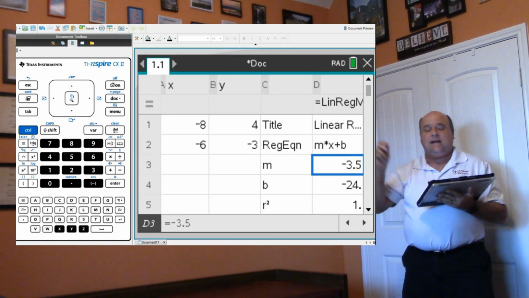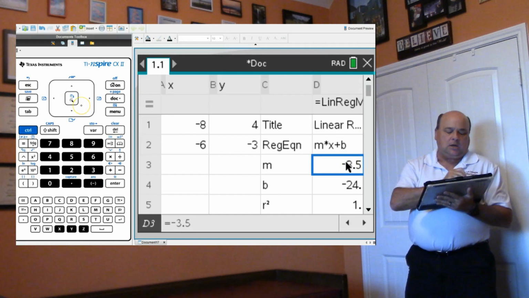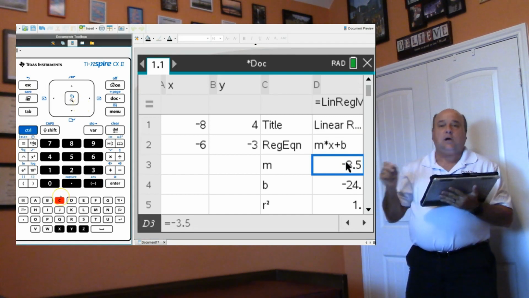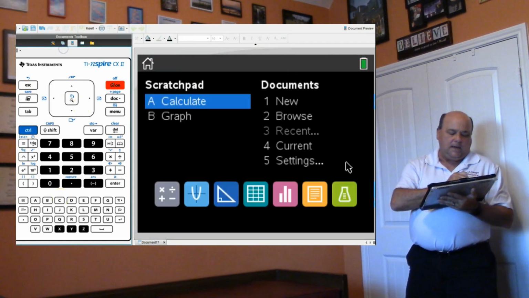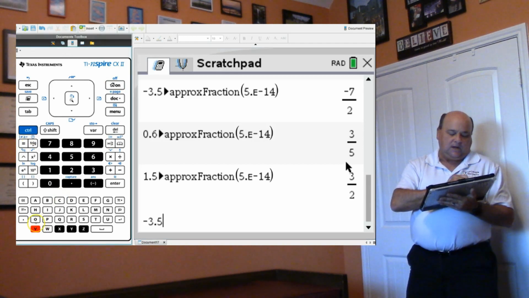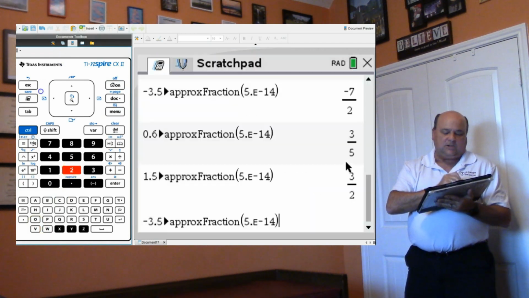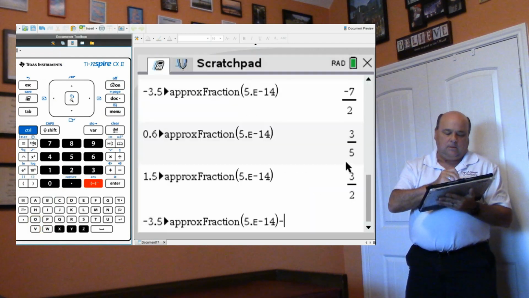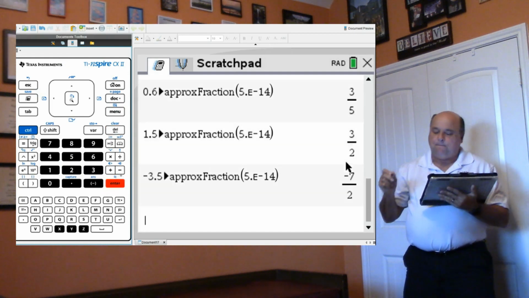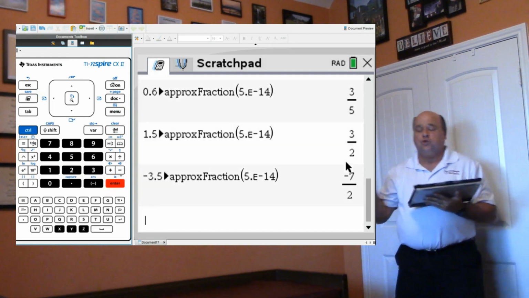So I need to switch that to a decimal. So hit Control and C for copy, and then hit Home and A. We're going to hit Control-V to paste. We got the -3.5, then menu 2, enter. Menu, number, approximate to fraction, enter. Enter. And bam, negative 7 over 2.